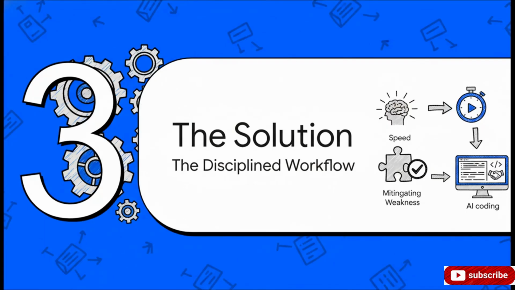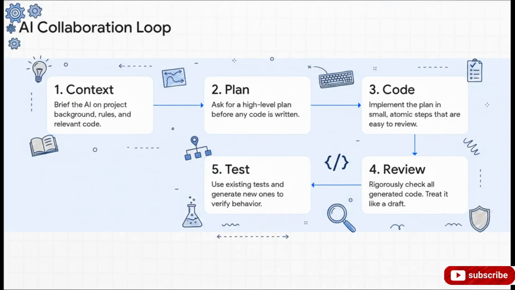Now, this new mental model isn't just some nice theory. It leads directly to a disciplined, really practical workflow that lets you use the AI's speed while totally mitigating its biggest weakness, which is that lack of context. Let's see what that looks like. The whole workflow is a simple, repeatable 5-step loop. First, you give the AI context. Then, you work with it to make a plan. After that, you generate the code in small, manageable steps. You rigorously review the output, and finally, you lock in the behavior with tests. And then you just do it all over again.